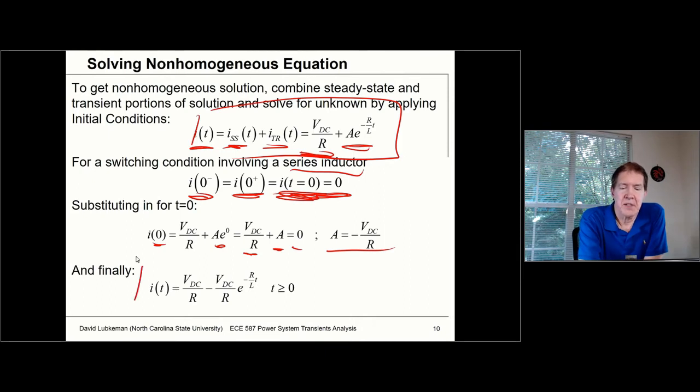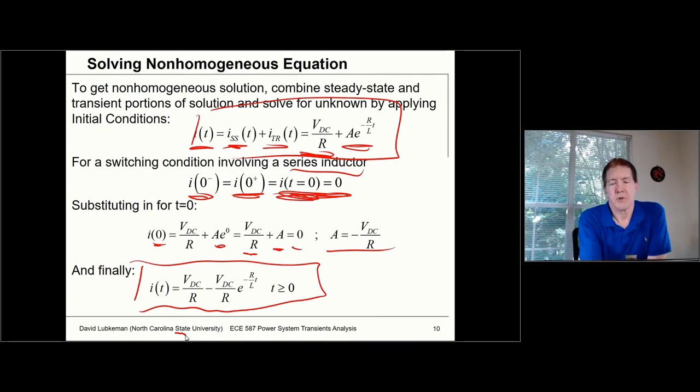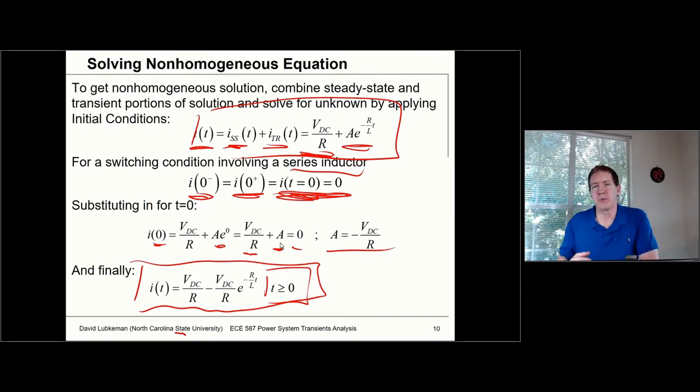And then finally I get the current is VDC over R minus VDC over R times E to the minus R over L times T, for time greater than or equal to 0. If you want to be picky about this, you should say this is for time greater than or equal to 0, because for time less than 0 the current is just 0. So anyway, you can see that we get the same solution either way.